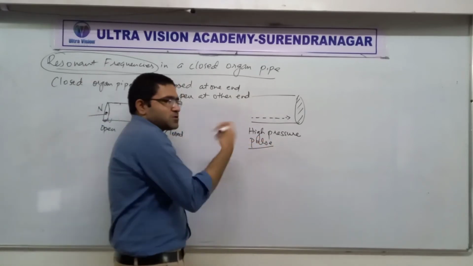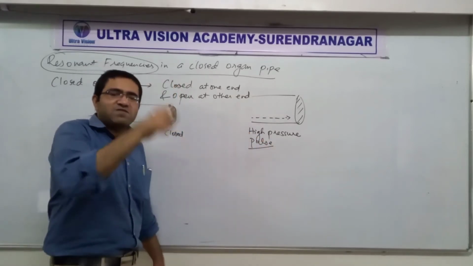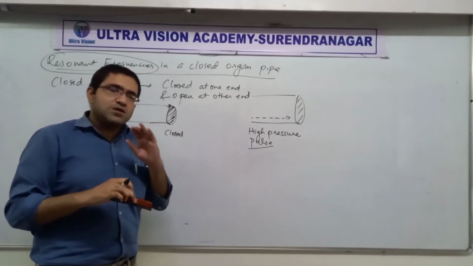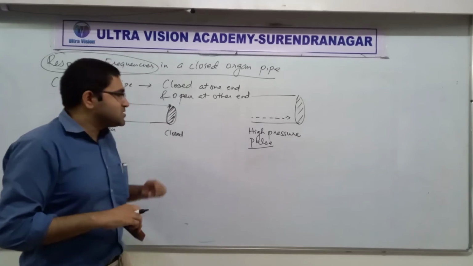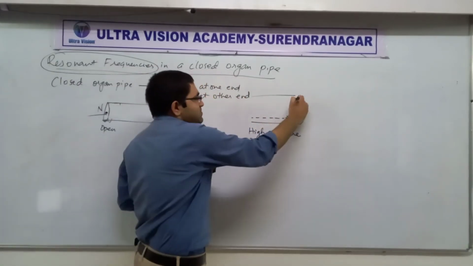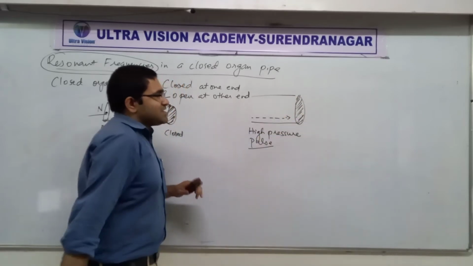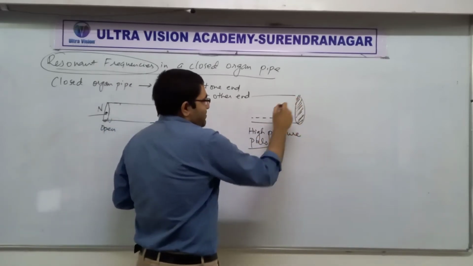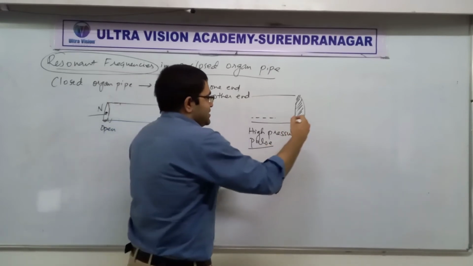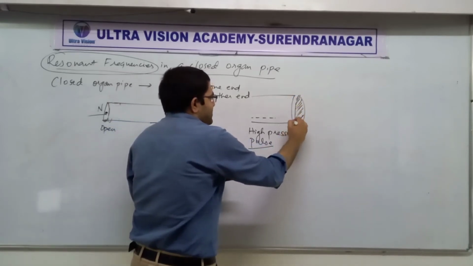Pulse means like a jerk. Just like you can give a wave pulse on a string, similarly this is a pressure pulse in air, a high pressure pulse. So this high pressure pulse will go all the way till the wall of the closed end, till here. Think about what happens to the last layer of air at the end.